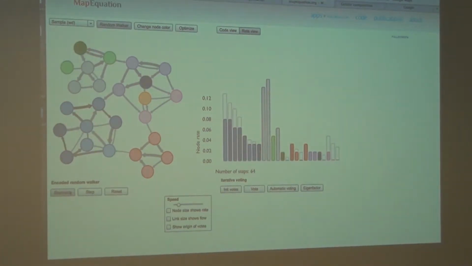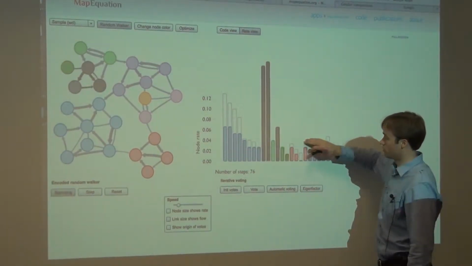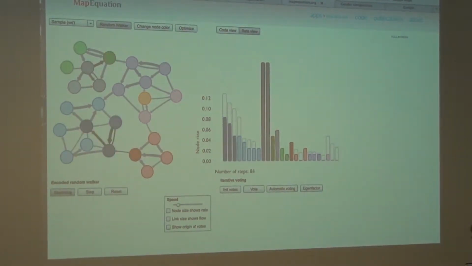And this is one way of capturing this extra information, because if I only counted citations, like I showed you with degree centrality, many of these would have exactly the same. So that's the random walker interpretation.